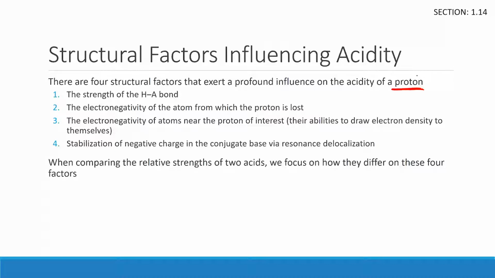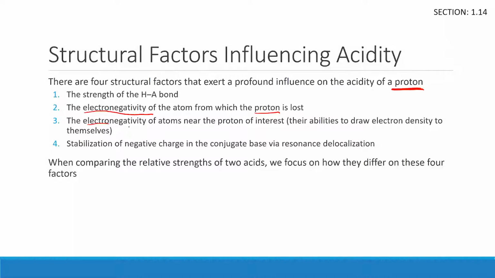So the strength of the bond between the proton being donated and the rest of the acid, that actual bond is going to be considered. The electronegativity of the atom from which the proton is lost. So this is the electronegativity of the atom that's connected to the proton.